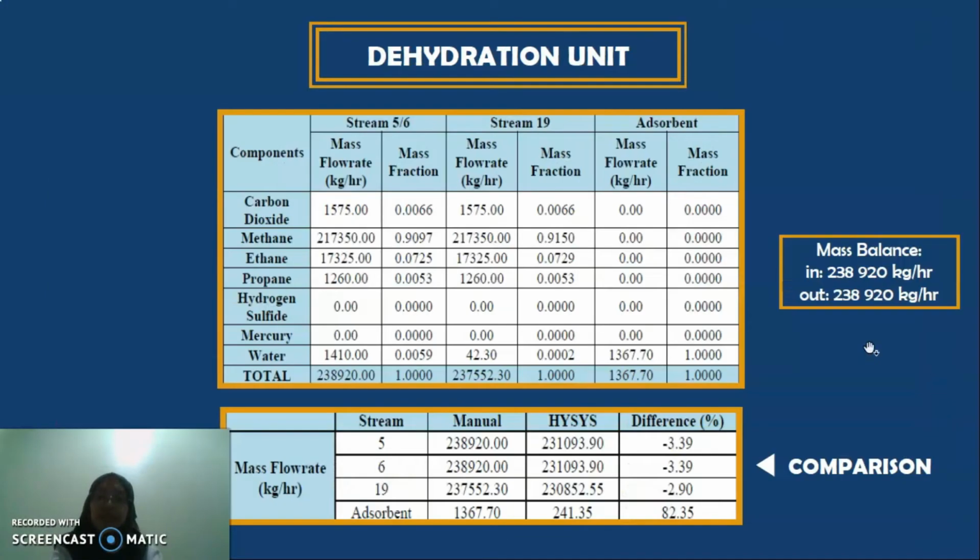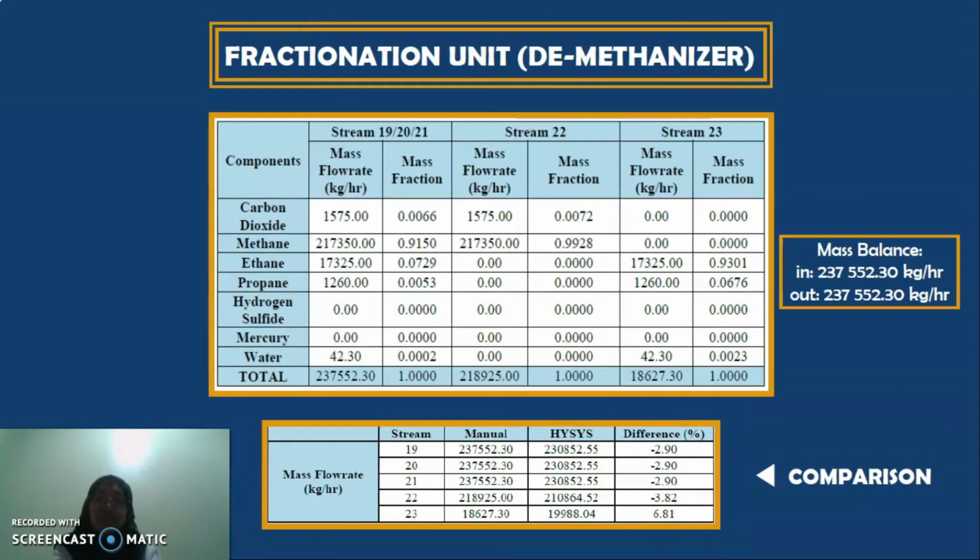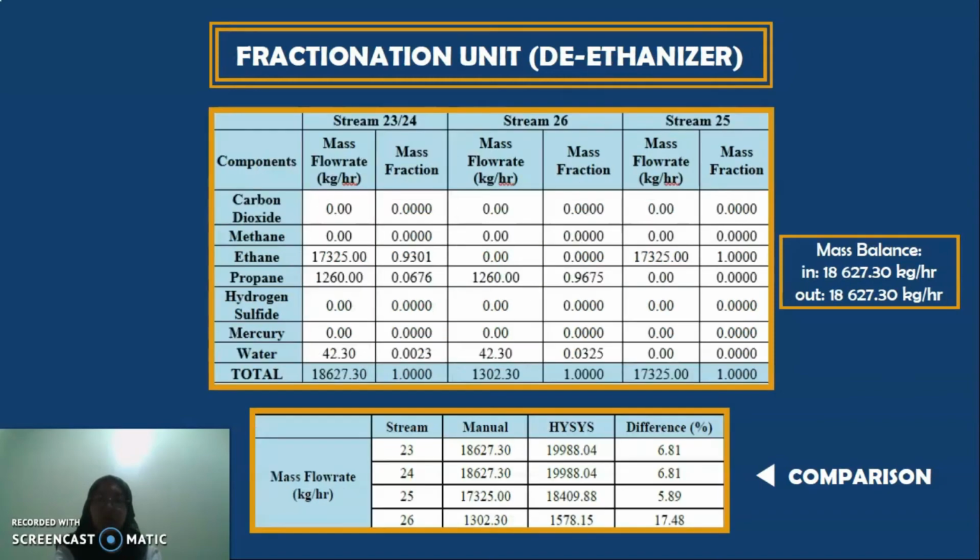For the dehydration unit, we assume 97% of water removal for manual, and we managed to get 99% of water removal for HYSYS. Therefore, we managed to get 218925 kg per hour of 99% methane with a difference of negative 3.82%. That's all for me, and I will pass the floor to Heng.